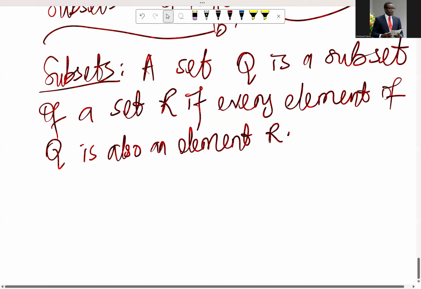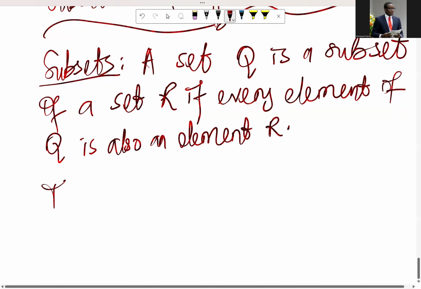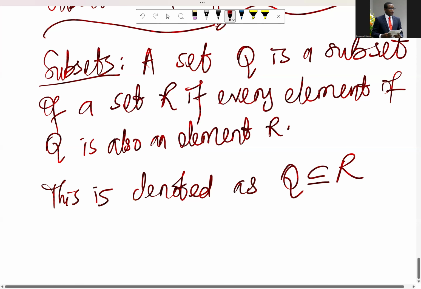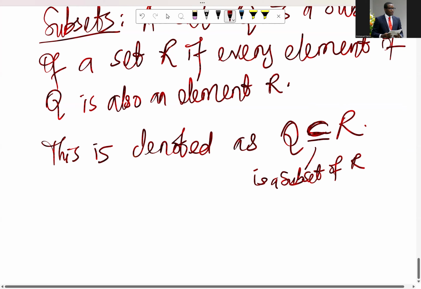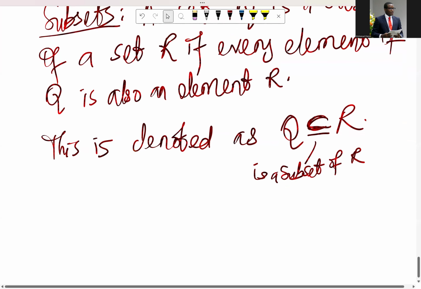A set Q is a subset of a set R if every element of Q is also an element of R. This is denoted as Q ⊆ R, like a C facing the right-hand side. So this simply tells you that everything in Q is found in R. When everything in Q is also in R and vice versa, it means that Q and R are equal. That's why you have the equality part under it. Okay, so that's the idea of subset.